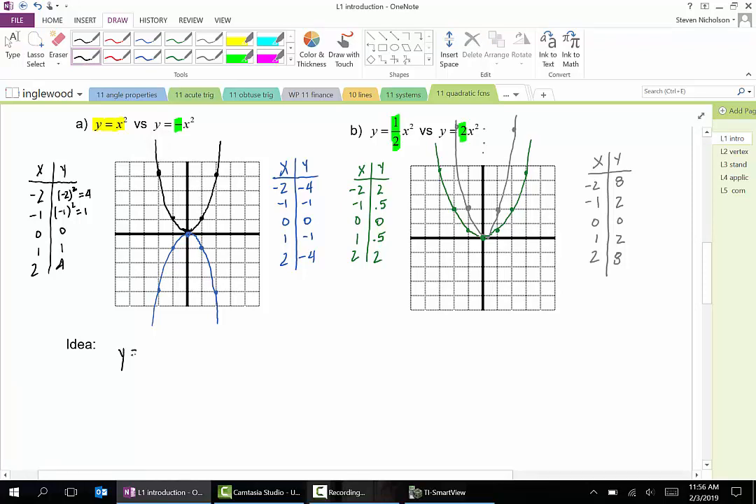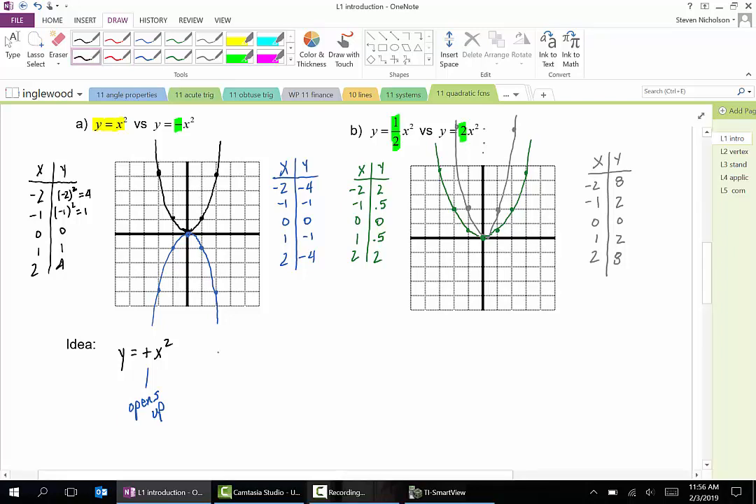When y is equal to positive x squared, this is our basic parabola. This is the one we're going to compare things against. Well, what can we say about it? The only thing we can say is it opens up, because we have nothing to compare it against.